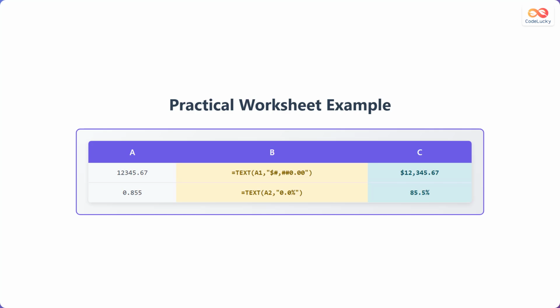$12,345.67. Similarly, in cell A2 we have the value 0.855. In cell B2 the formula is =TEXT(A2, "0.0%"). The result in cell C2 will be 85.5%.